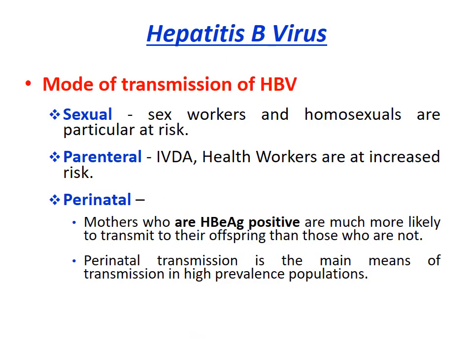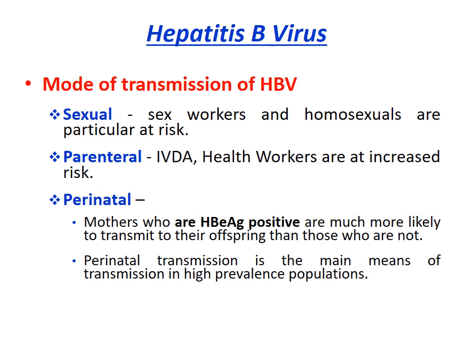Mode of transmission of the HBV. It includes sexual, parenteral, and perinatal. Sexual: sex workers and homosexuals are at particular risk. Parenteral: in this case, intravenous drug abusers and health workers are at increased risk.